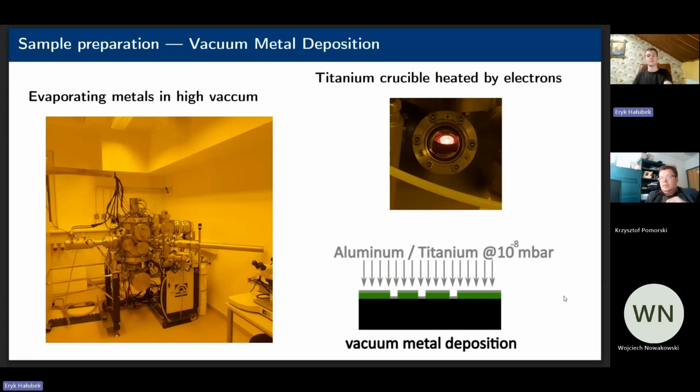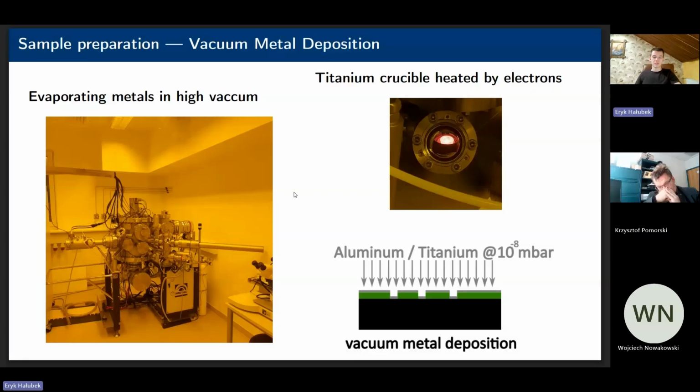So the next step is to deposit the metal. It is done in such a high vacuum chamber. This chamber is called by us Crazy Roger because of all the crazy things that it made us do. And in such a chamber, there are vacuums in the range of 10 to minus 8 to 10 to minus 11 millibar. So these are really high vacuums.